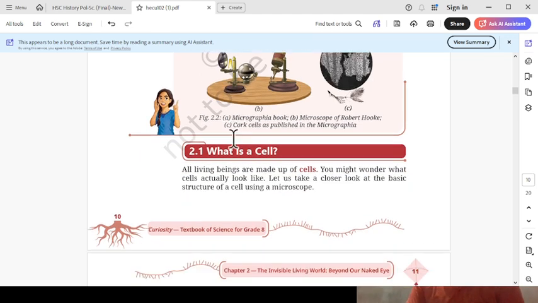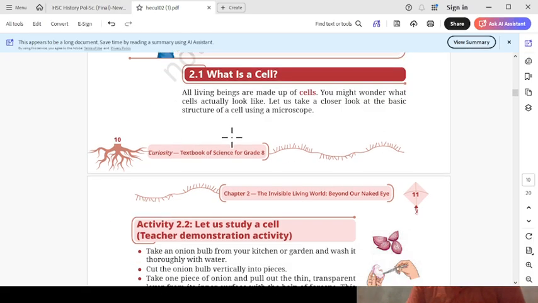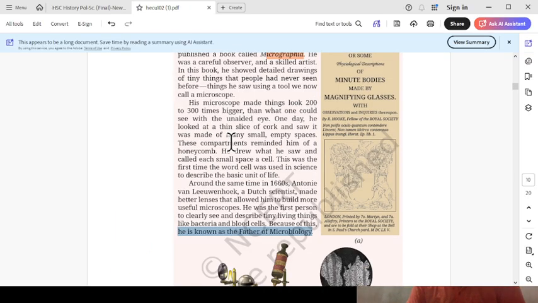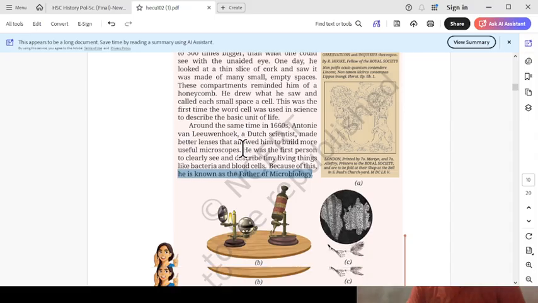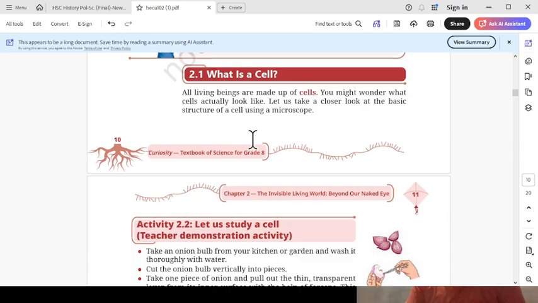Next we go further and come across what cells are. Robert Hooke used honeycombs, and their compartments are called cells. So what is the definition of cells? All living beings are made of cells. All living beings, whether plants or animals, are made of cells.